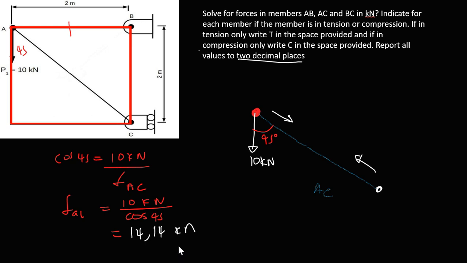If we have this force of 14.14 kilonewtons pushing this way, there will be a reaction again. Whenever there's a force pushing toward the beam, that means the beam is going through compression. It will be compressed in. Because one of the questions said we should indicate if it goes through compression, we write C for compression. There's a force pushing this way and another force pushing this way, so this beam is being compressed.